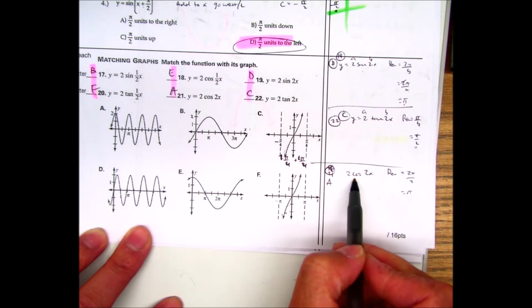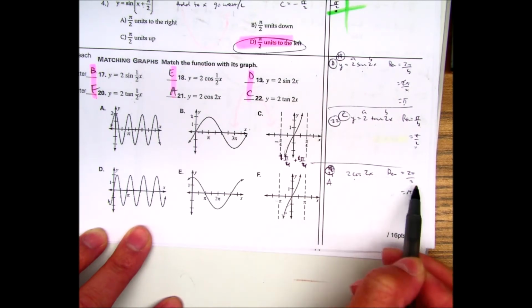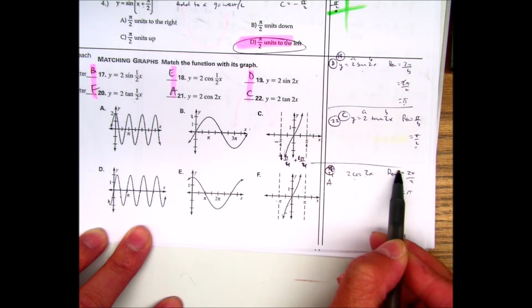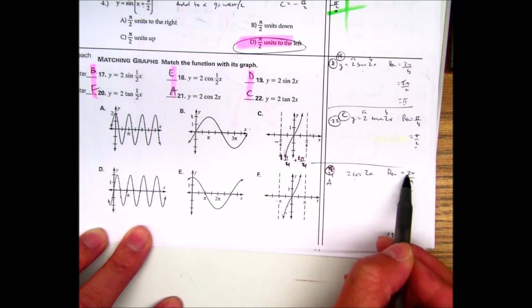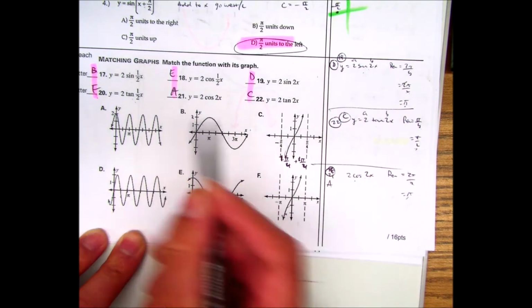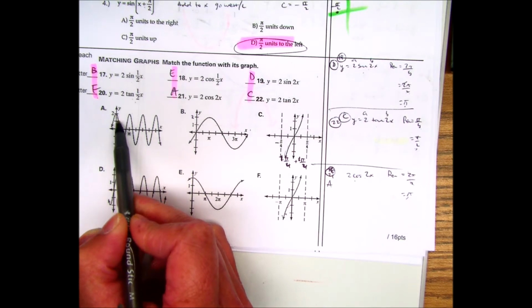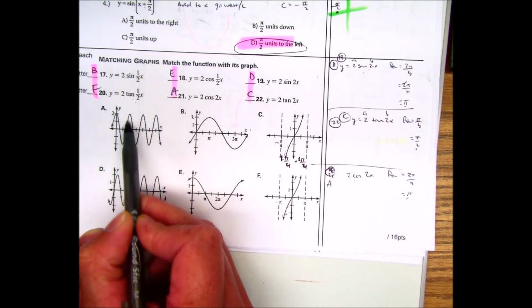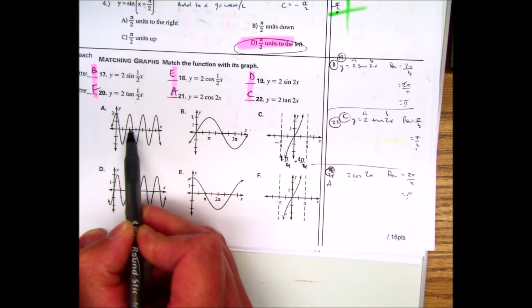Then I did the cosine. Again, I worked with 2x, so my b value is 2. Remember, for cosine and secant, it is 2 pi over b. And then I cancel, then I have pi here, so I'm looking for a graph that finishes a cosine by pi. Here is cosine, starts at 2, ends at 2, and it finishes it by a period of pi.